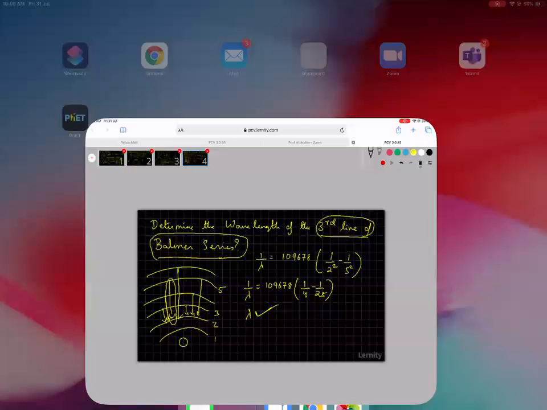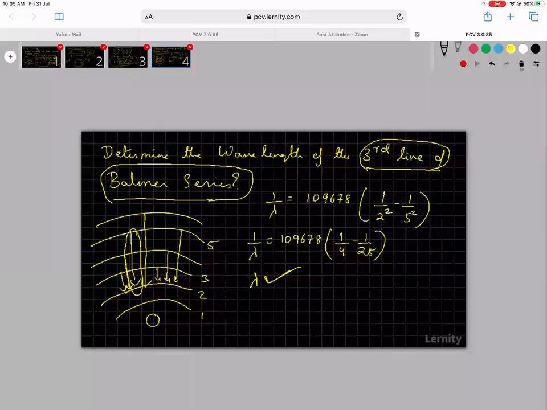You will have to learn to calculate. Many people think that they will calculate in the exam, but in the exam they are not able to calculate. So it becomes 21 by 4 into 25. This is 1 by lambda. So lambda will become equal to 4 into 25 divided by 109678 into 10 power into 21. This is in centimeters. So this is 25 into 100, 4 is 100, so it will work out to be this much.